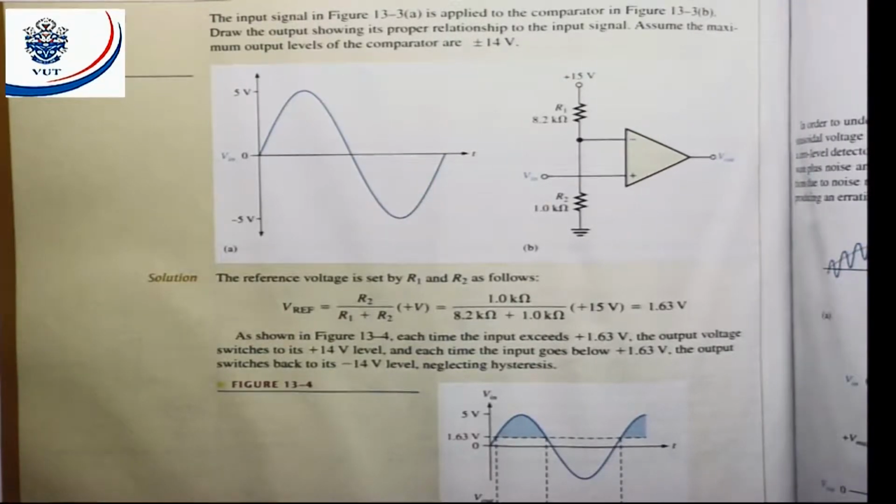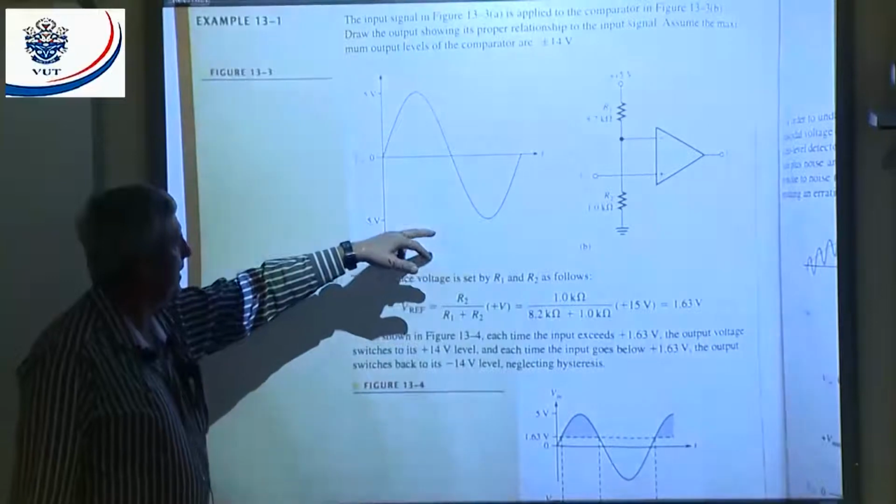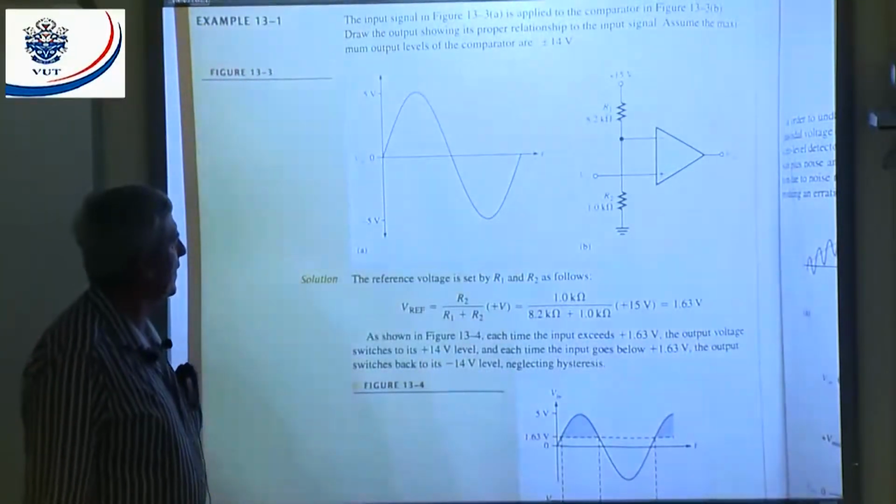Let's have a look at example 13.1. They say the input signal in figure 13.3a is applied to a comparator in figure 13.3b. Draw the output showing the proper relationship to the input signal. Assume the maximum output levels of the comparator are plus minus 14 volts. Now that plus minus 14 volts is due to my supply. Input signal from 0, maximum positive plus 5, maximum negative minus 5.